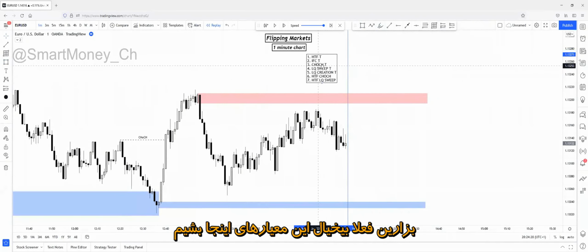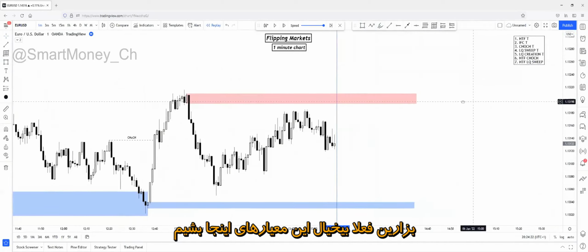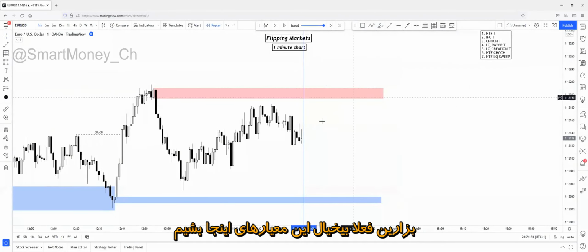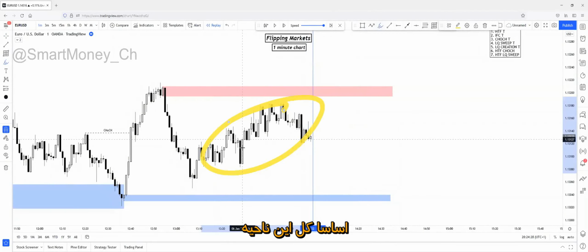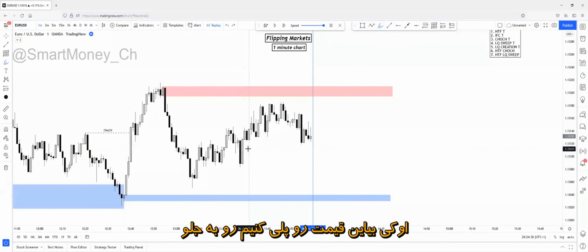And I will just keep my criteria here. And let's see what happened in this region. Basically, all of this in this region was just a liquidity build up. Perfect. Okay, so let's just play price forward.